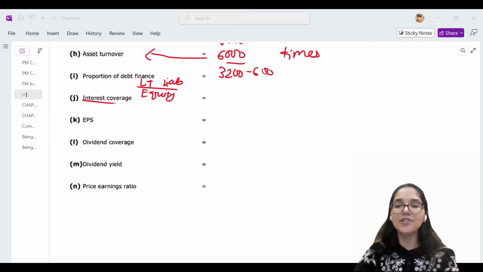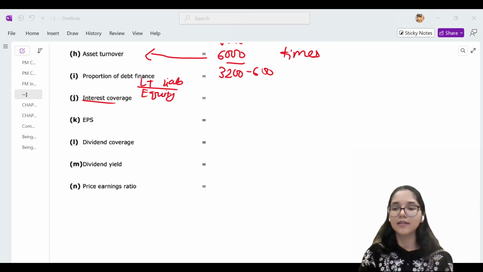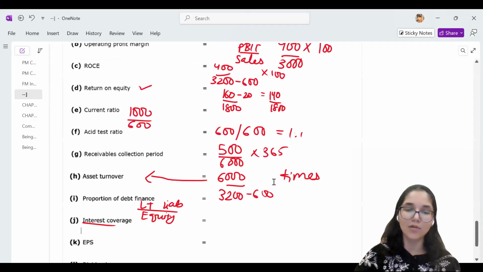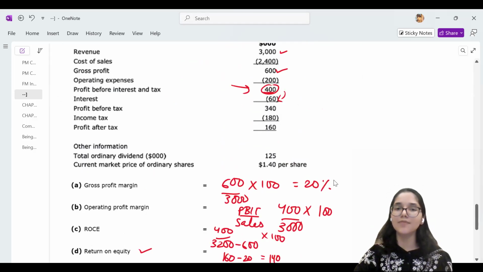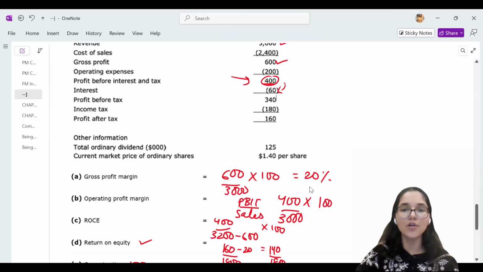Okay, what about the interest cover ratio, guys? What's the formula that you people have learned? Yes, it is how many times the company can pay off the interest. So PBIT upon the interest expense. PBIT is also called the operating profit. So take this PBIT, which is 400, and divide that by 60. This will give you your interest coverage ratio.